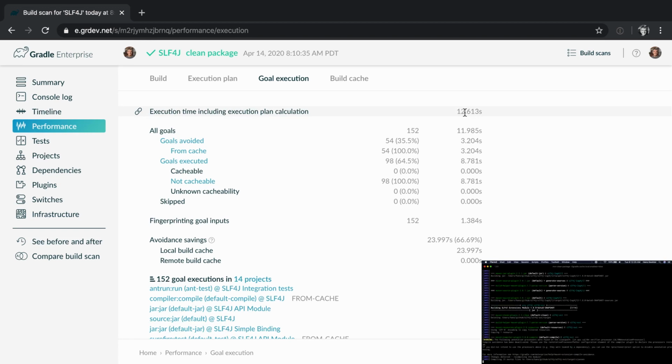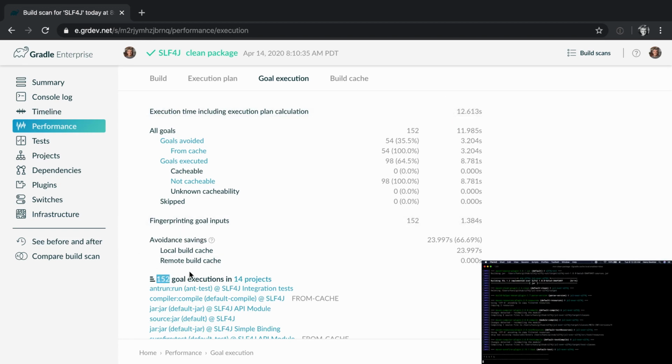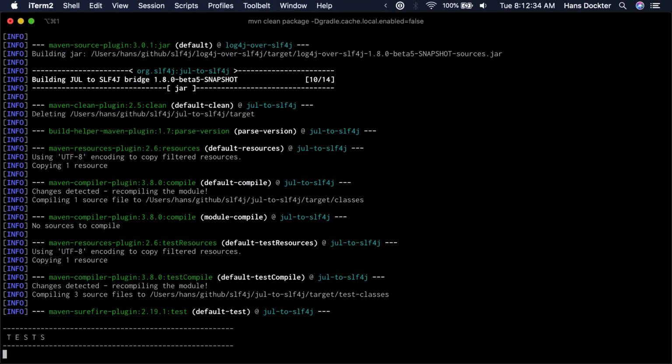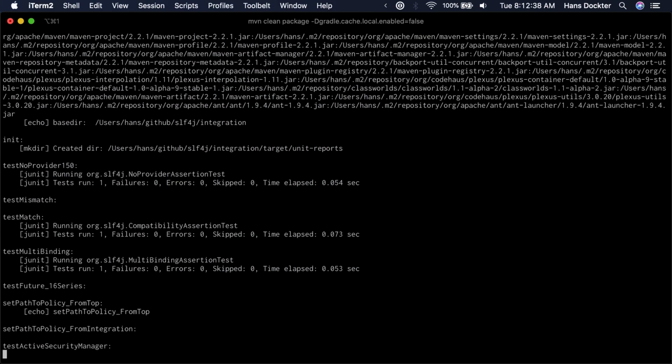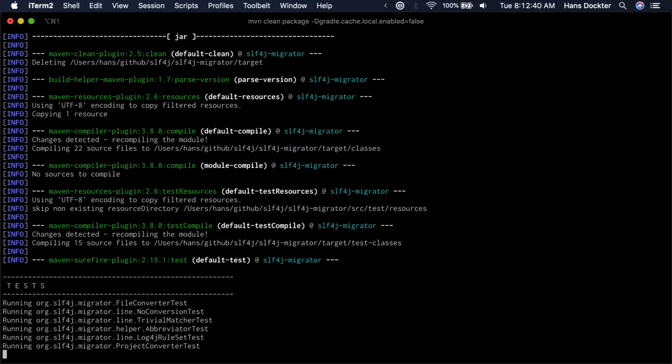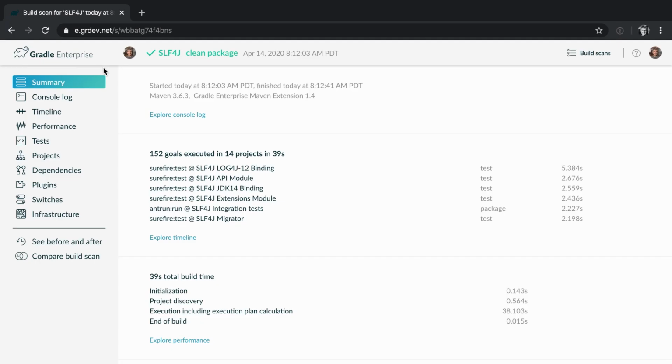You can see that it took Maven 13 seconds to execute 152 build actions. 54 of those were retrieved from the cache. The build not using the cache is still running. It's a good example for waiting time caused by build executions. It's finished now.